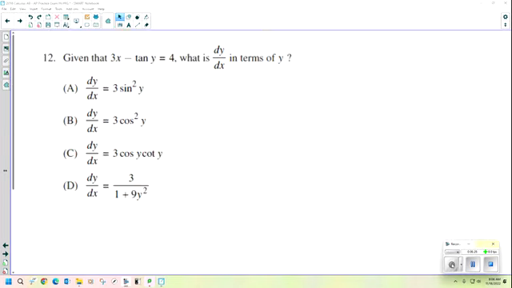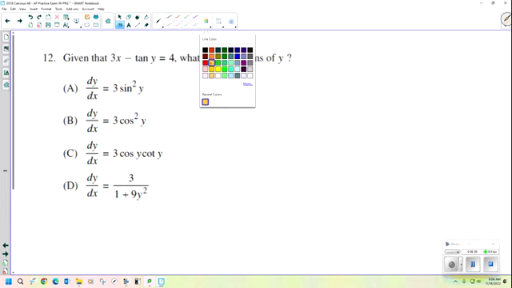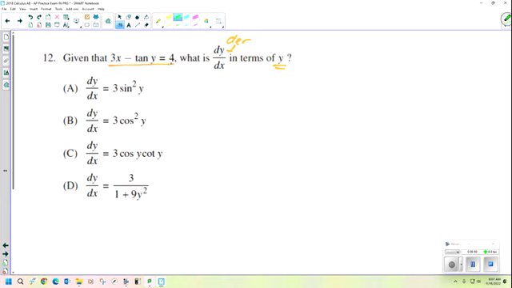Number 12 says, given that 3x minus tan of y equals 4, what is dy dx in terms of y? Okay, let's break her down, people. We have this equation. We need to find the derivative in terms of y, which means there's going to be a y in our answer. If we look at our answers below, all of our options have a y in it.